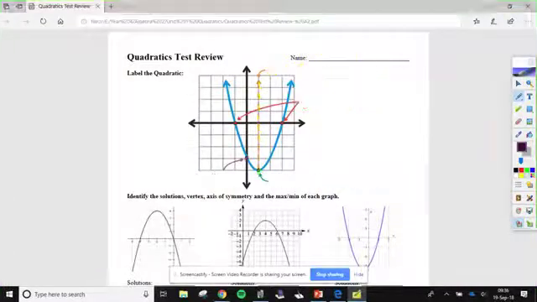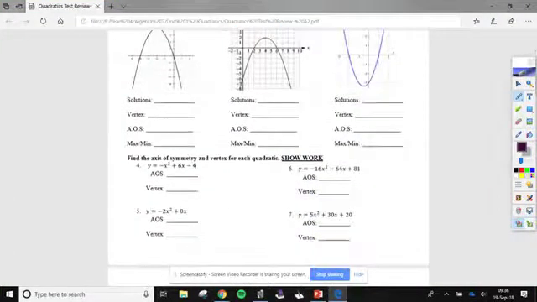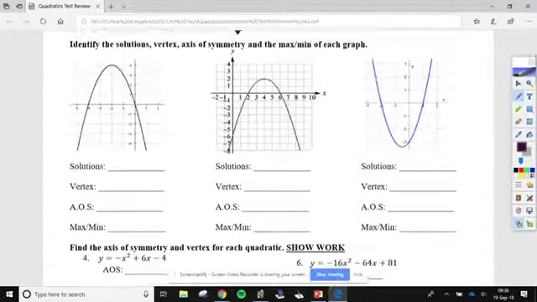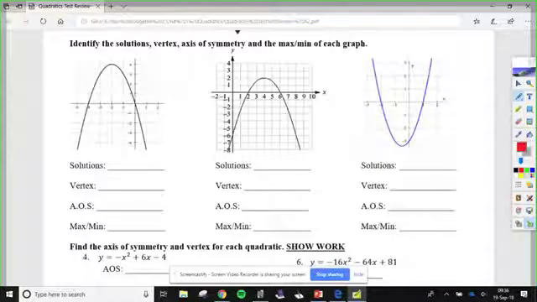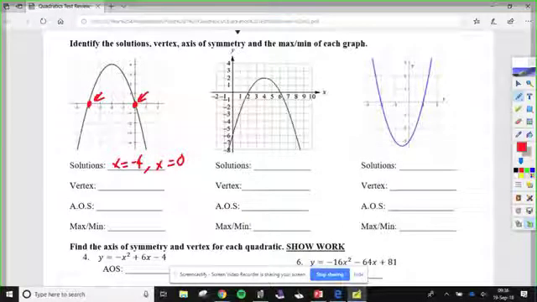All right, so let's move on to identifying solutions, vertex, and axis of symmetry from the graph. If you already have the graph, it's pretty simple. Remember, solutions are zeros. They're the x-intercepts. These are the solutions. Solutions in this case are at -4 and also at 0, because this is 0 here, and this is -4 there.